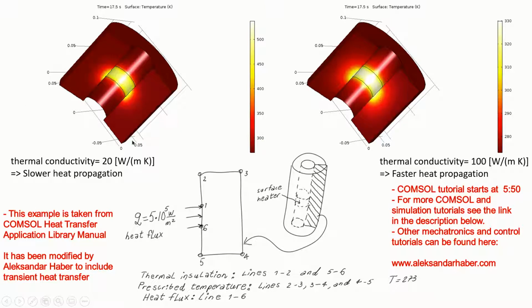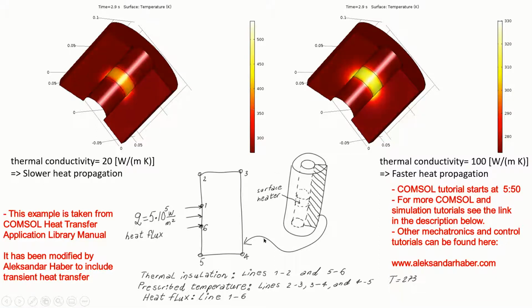These animations show heat propagation in a solid for two values of thermal conductivity. In this case, it's 20 on the left side and 100 on the right side. And in this video, I will explain how to obtain these simulations using the COMSOL Multiphysics package.